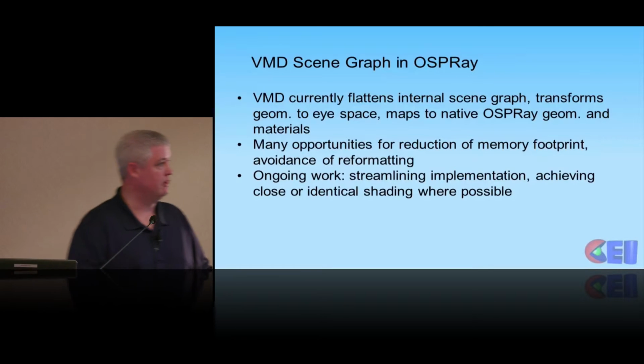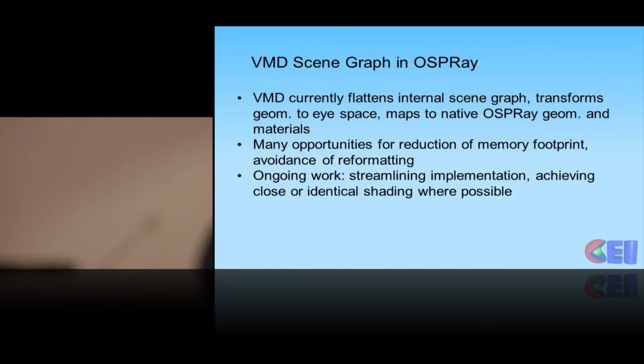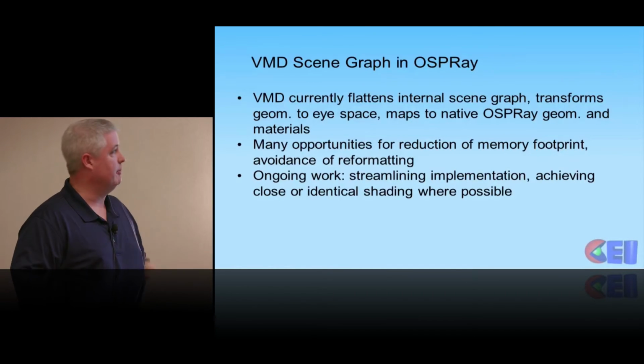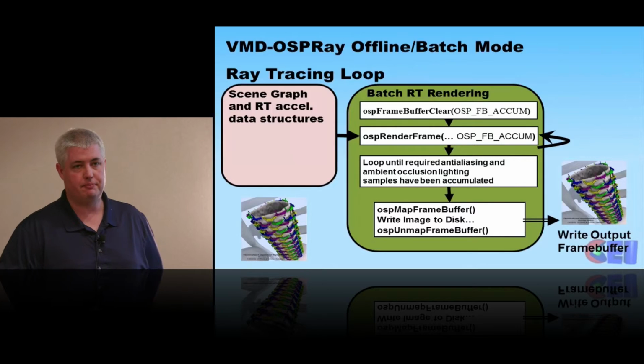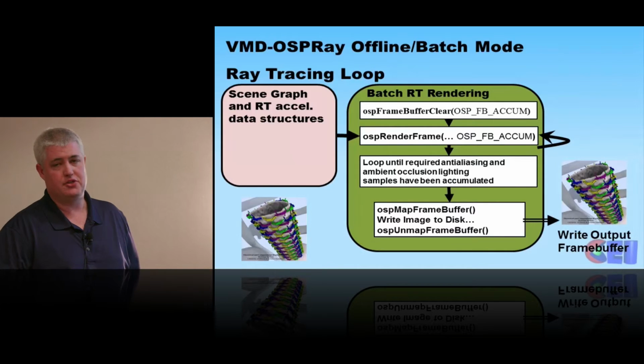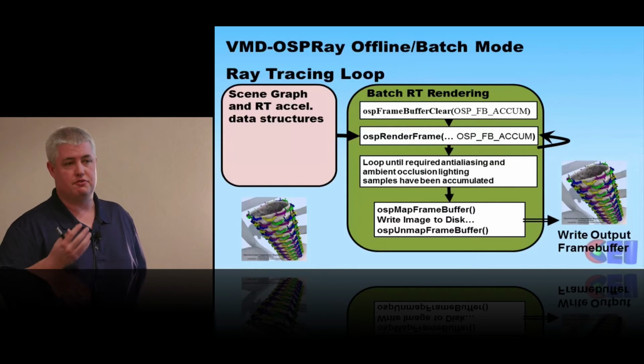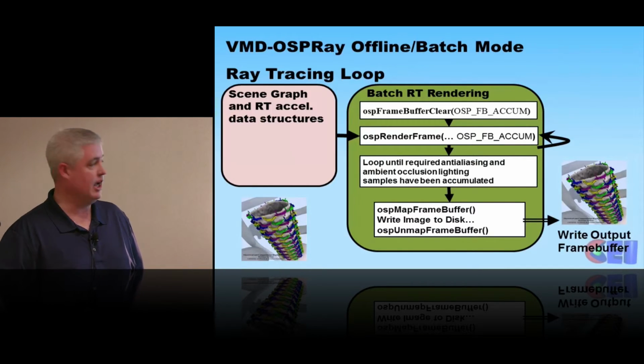So the structure of the batch processing loop: what's nice is that OSPRay provides a very high level abstraction for the frame buffer. So it's basically, you define your scene in terms of some material properties and the geometry that you're going to draw, whether that's a bunch of triangles or spheres or what have you. And once you've defined all those things and your lights, then you can just define what kind of frame buffer you want.